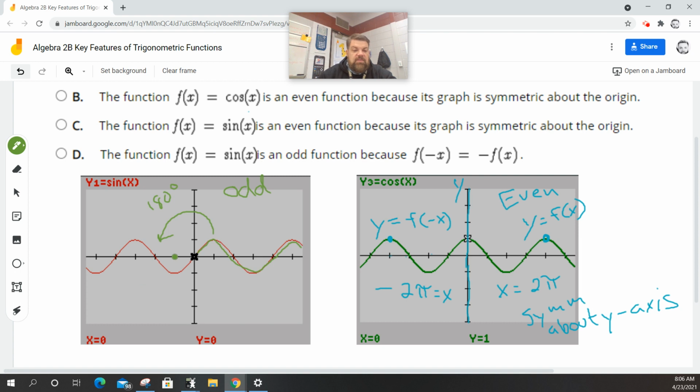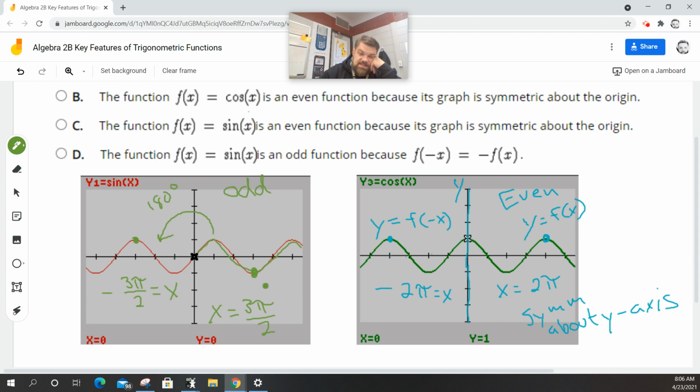The other thing is this. If I go 3 clicks for sine, this value here, 3 clicks for sine would be, what is that, 3 pi over 2? So this is negative 3 pi over 2 for my x value. And then if I go 1, 2, 3 over here, this is x equals 3 pi over 2.